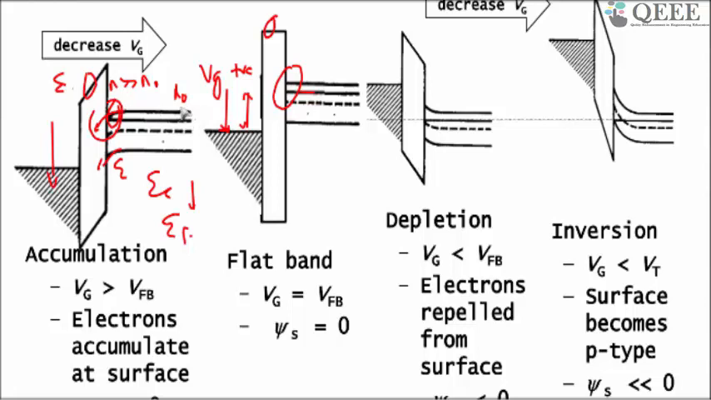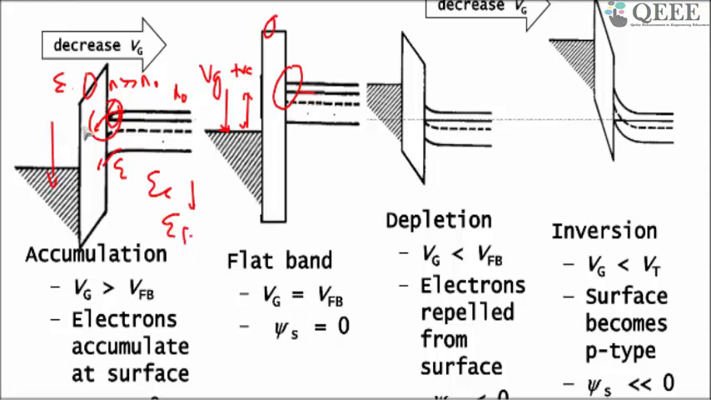This is an n-type substrate, so the majority carriers are n-type. But what you are doing is increasing the concentration at the surface. The main thing is that you are not changing the concentration by doping. You are changing the concentration of the carriers by modulating the gate voltage. This is the principle of MOS. That is why they are called field effect transistors.